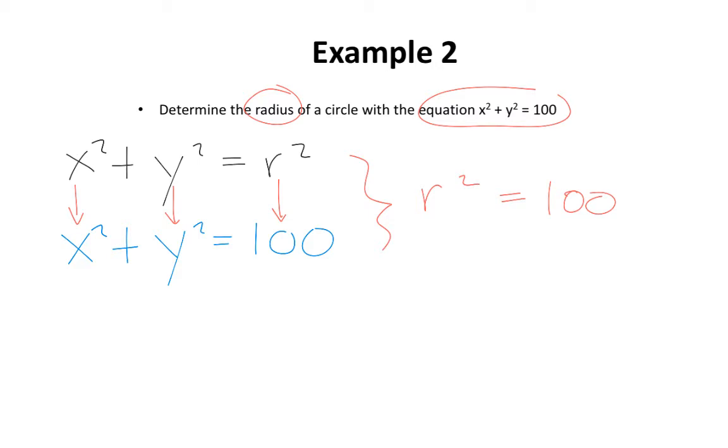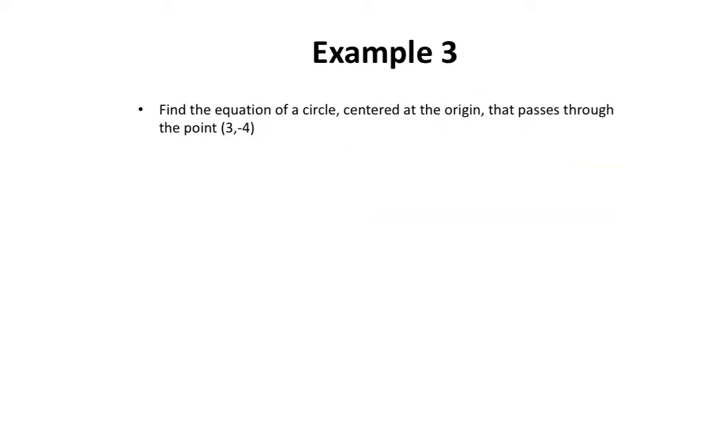Now, to figure out what r is, you have to get rid of this exponent of 2. The opposite of to the power of 2 is a square root. Now, what you do to one side, you have to do to the other side. So I'm going to square root 100 as well. And when I square root the left side, the exponent of 2 disappears, and the square root of 100, pretty simple, that is 10. Therefore, the radius of the circle is 10 units.